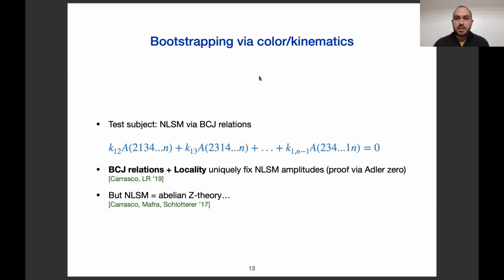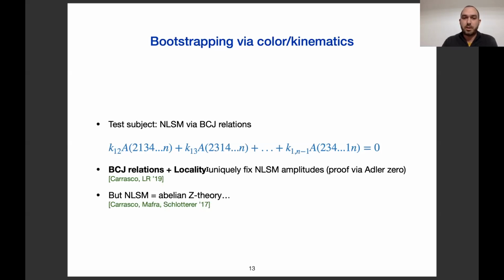So now we can ask, how can we bootstrap using color kinematics? Well, the first simplest example is the sigma model. And we can ask the question, how many solutions do we actually get to the BCJ relations? And with the right assumptions of locality, you actually find that there's a unique solution, which is the nonlinear sigma model amplitude.